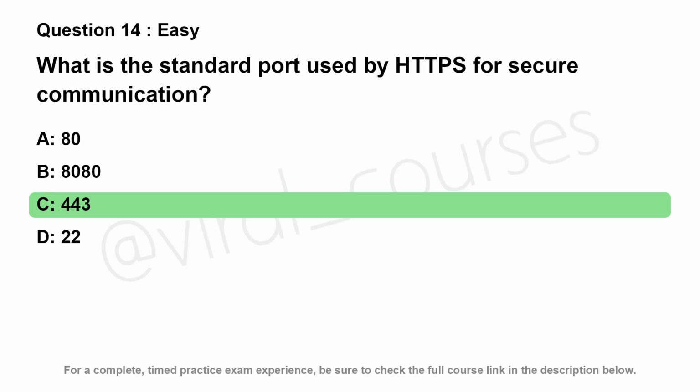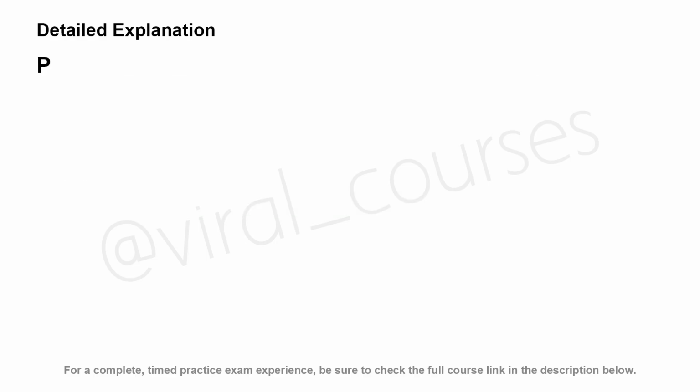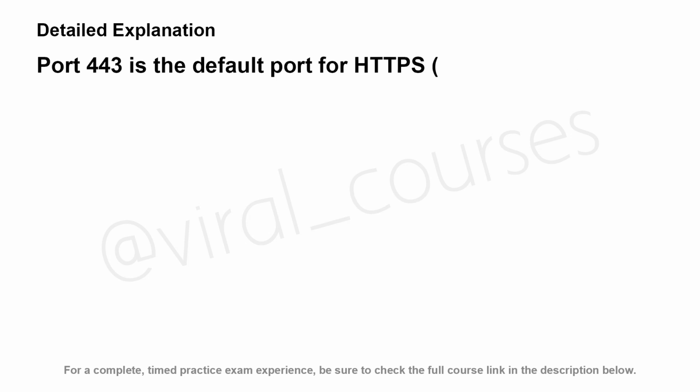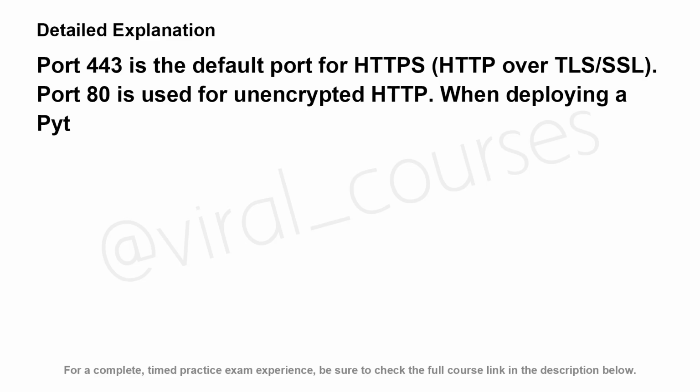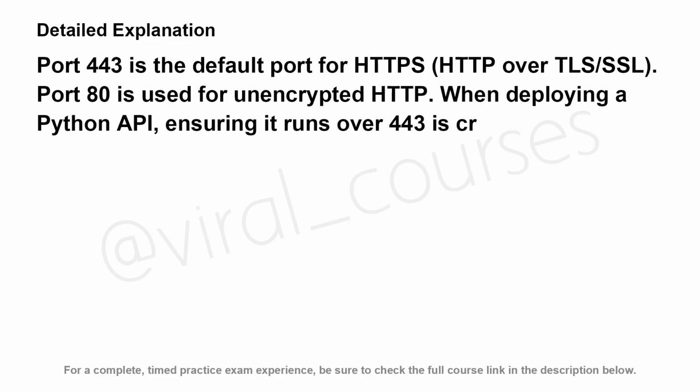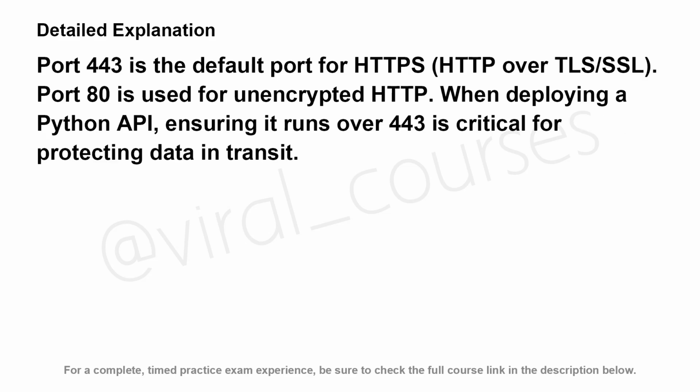The correct answer is C. Port 443 is the default port for HTTPS, HTTP over TLS/SSL. Port 80 is used for unencrypted HTTP. When deploying a Python API, ensuring it runs over 443 is critical for protecting data in transit.